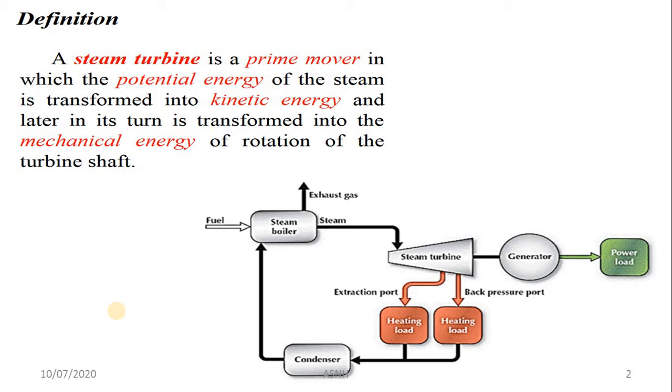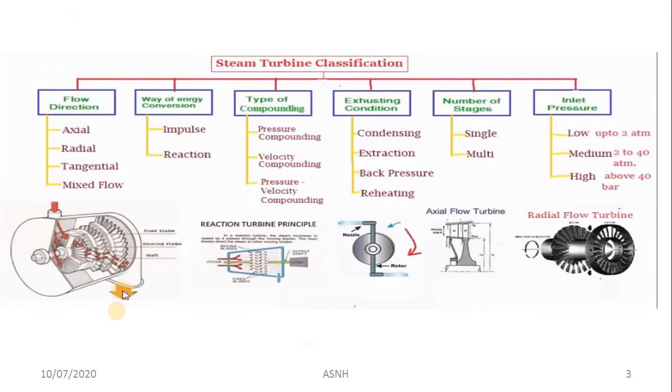So the most important thing in case of the steam power plant as far as energy generation is concerned is the steam turbine. So a steam turbine is a prime mover in which the potential energy of the steam is transferred into kinetic energy, and that kinetic energy later on is converted into mechanical energy in terms of the shaft rotation. So students, this is the main function of the steam turbine. The main function of the steam turbine is to convert that kinetic energy of the steam into mechanical energy in terms of the shaft rotation.